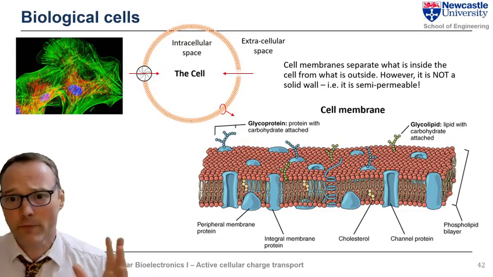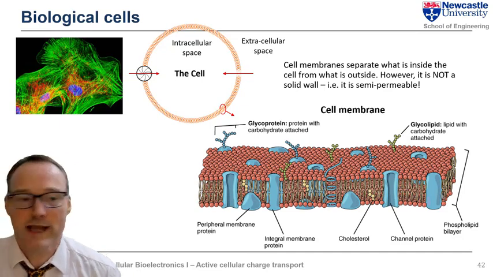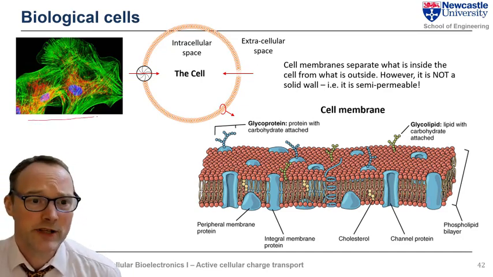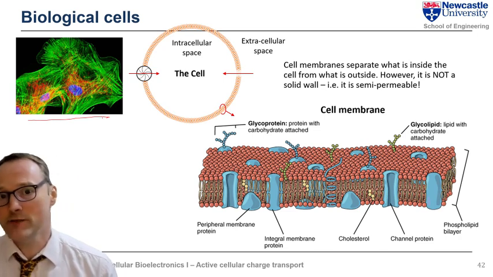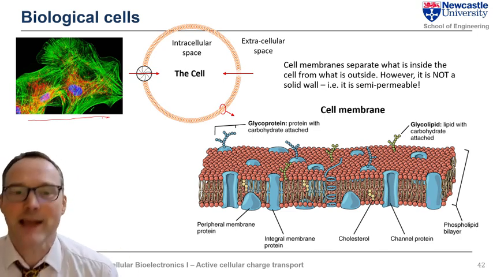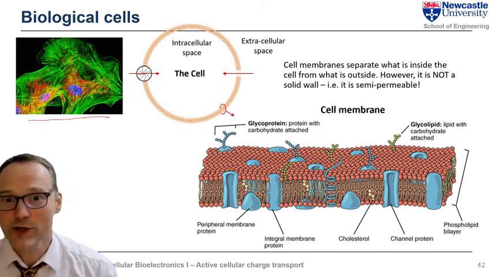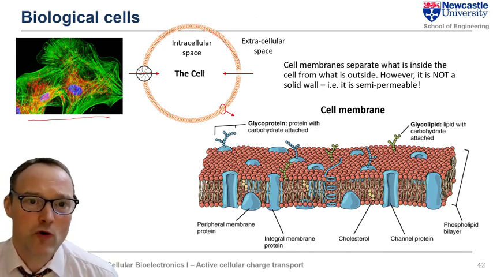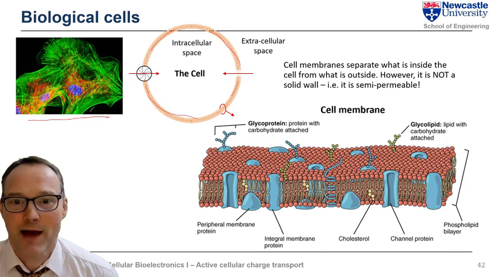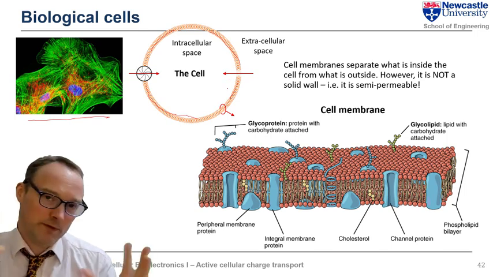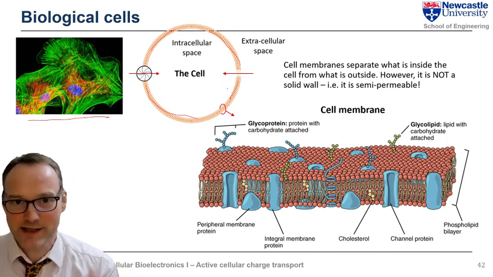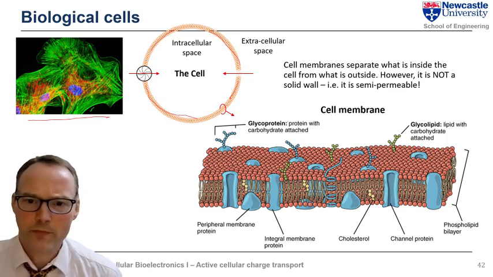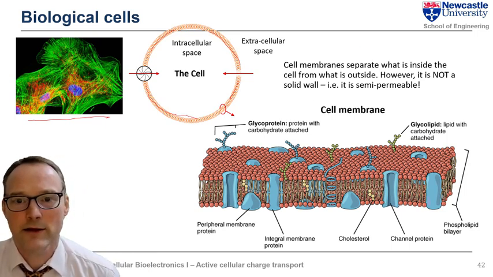So, first of all, let's think about what cells are. Here's a fluorescent image of a cell, which is somewhat complex. What we like to do in this course is to simplify things, and we can simplify things by drawing this kind of nice circular, should be spherical, but in a 2D space, this is a circular structure. And the actual wall of this structure is the cell membrane, this structure here.